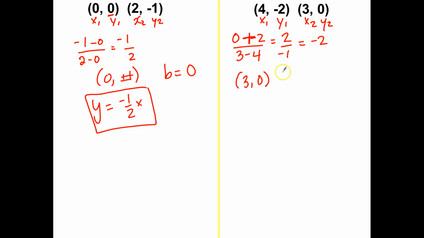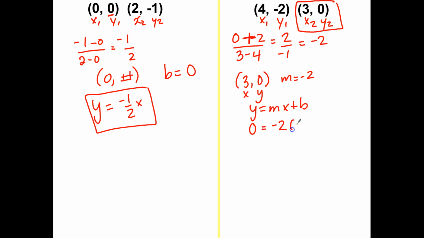We pick this point, 3, 0, m is equal to -2. And then we go to the 5-step rule, x, y. y equals mx plus b. I think I'm going too fast. Okay, let me slow down. So we get 0 is equal to -2 times 3 plus b. We get 0 is equal to -2 times 3 is -6 plus b. Again, we have to solve for b. We add 6 to both sides. b is equal to 6.